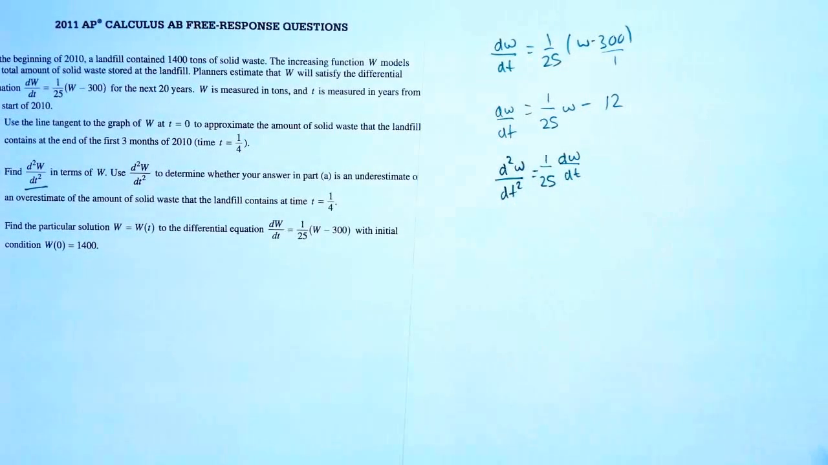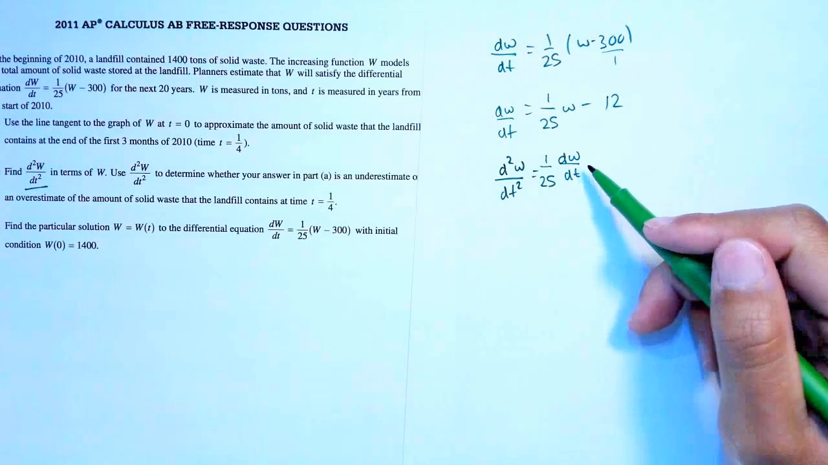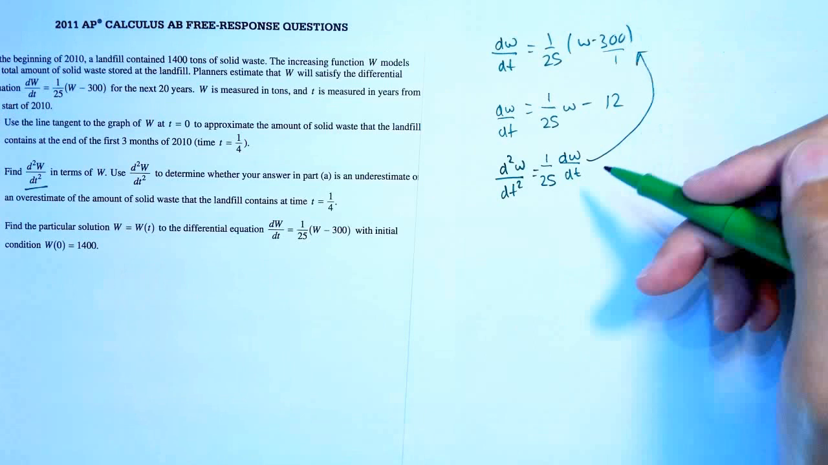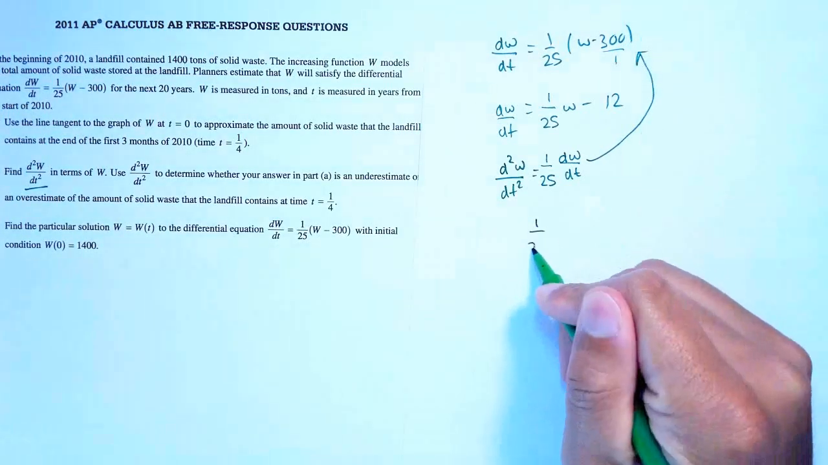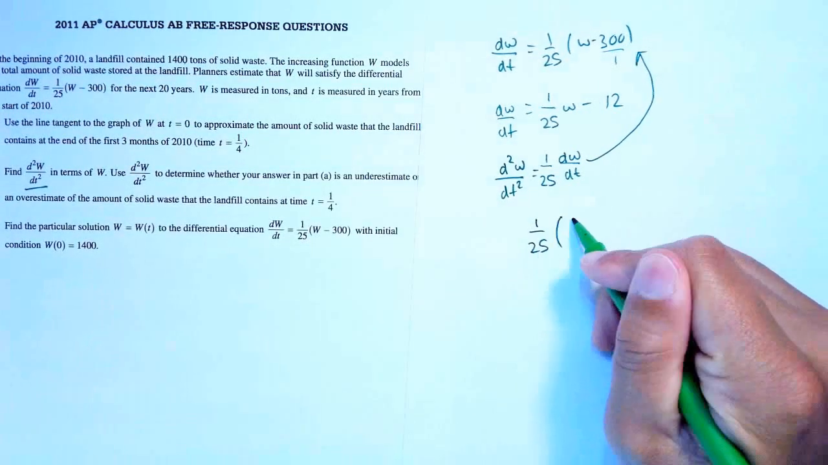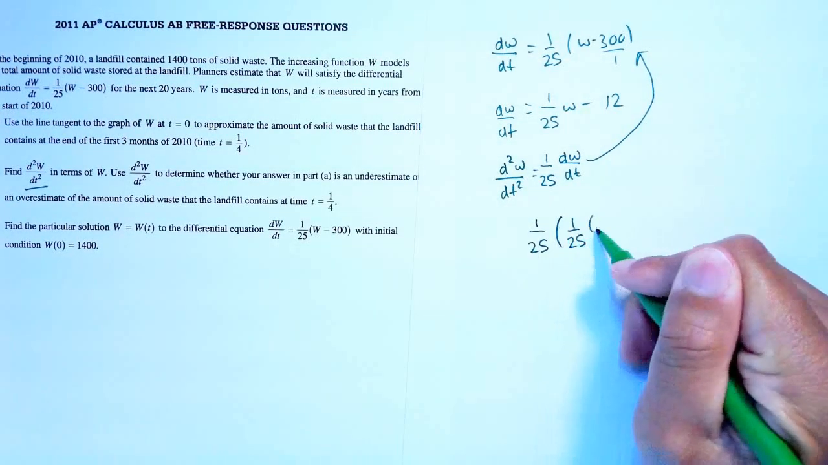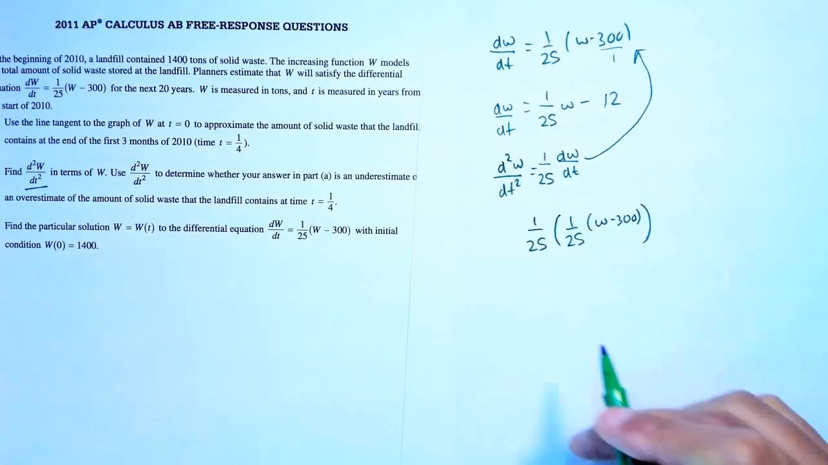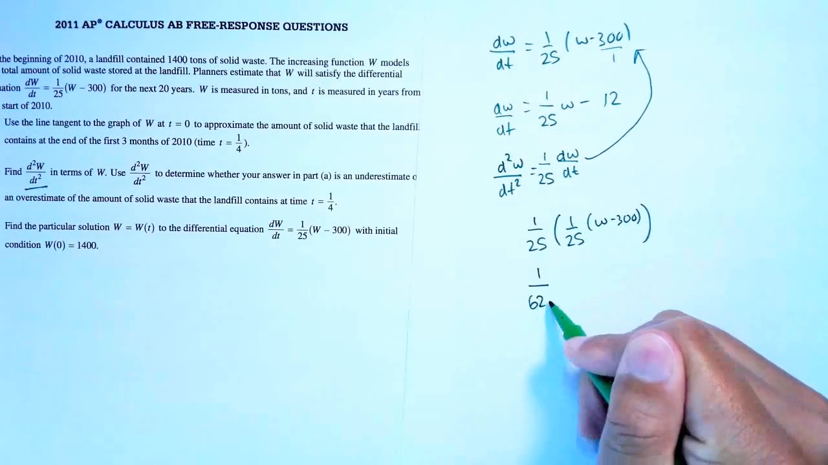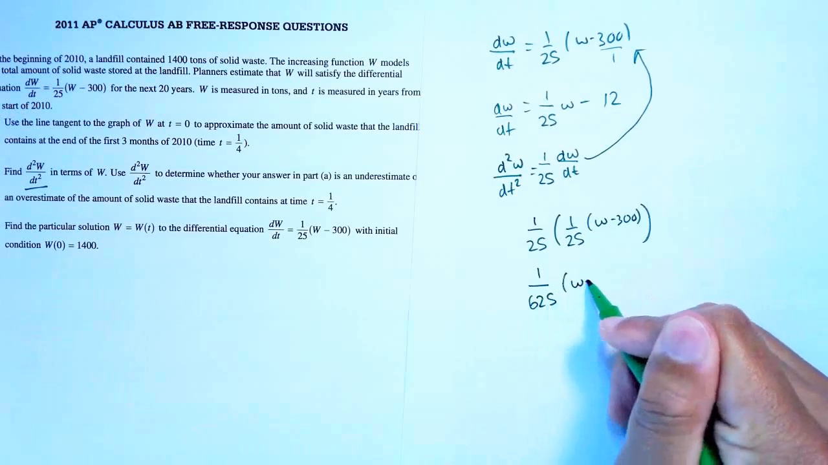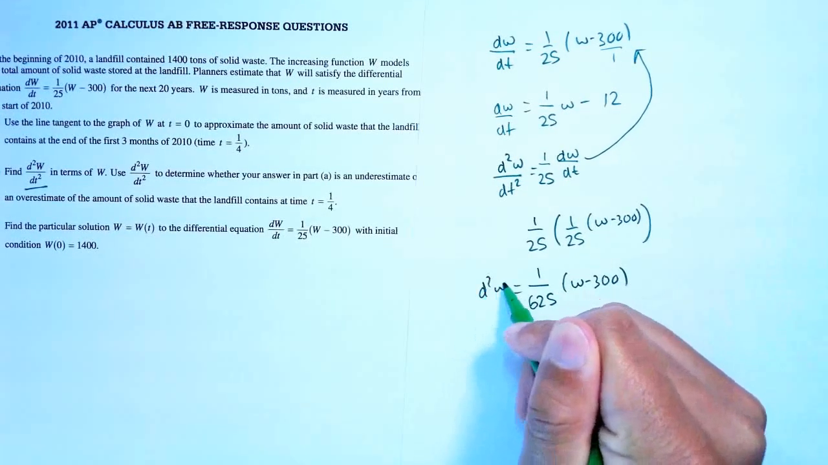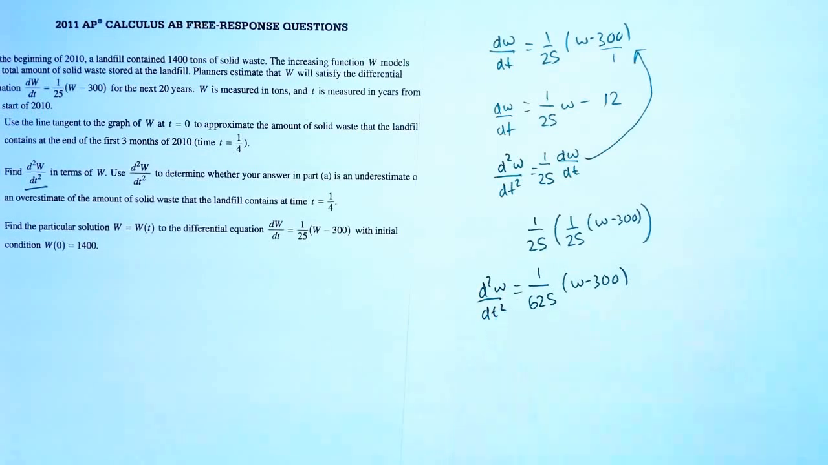Now, your answer can't be left like that, and the reason is you know what dw over dt is. They actually gave you this in the beginning. That's your first derivative. So you have to go ahead and plug that back in. So this is going to be 1 over 25 times 1 over 25, parentheses w minus 300, and then work it out, and this is going to give you 1 over 625, parentheses w minus 300, and this is your second derivative. Okay? So it was just a second derivative.